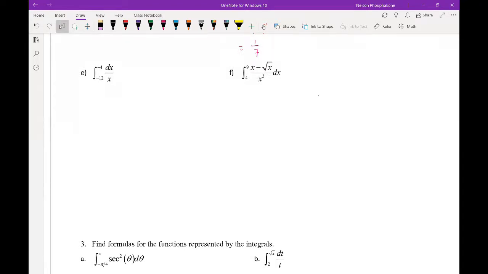Okay, so now let us try the next one. So if you remember this, basically you could consider that this one right here is 1 over x dx, okay? So then it will be natural log of x plus c. Then, of course, to this one right here, we will have natural log of absolute value of x, and then you evaluate between -12 and -4. So I will have natural log of 4 minus natural log of 12.